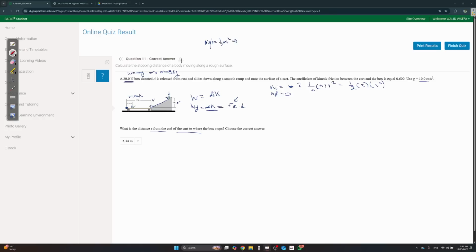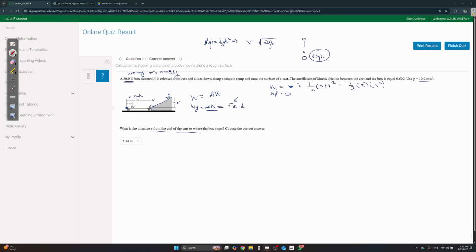right? For any object that's falling down, some people just memorize it as v is equal to root 2gh. For any object falling down, if it starts from rest, then the final velocity will be equal to root 2gh. Some people have it memorized, but where does this come from? It comes from here. mgh is equal to half mv squared. Cancel m with m, right?